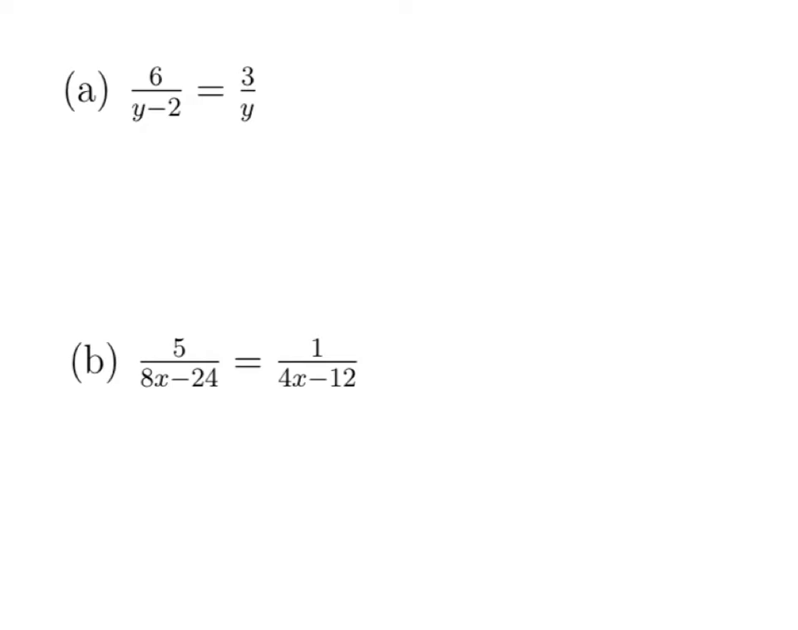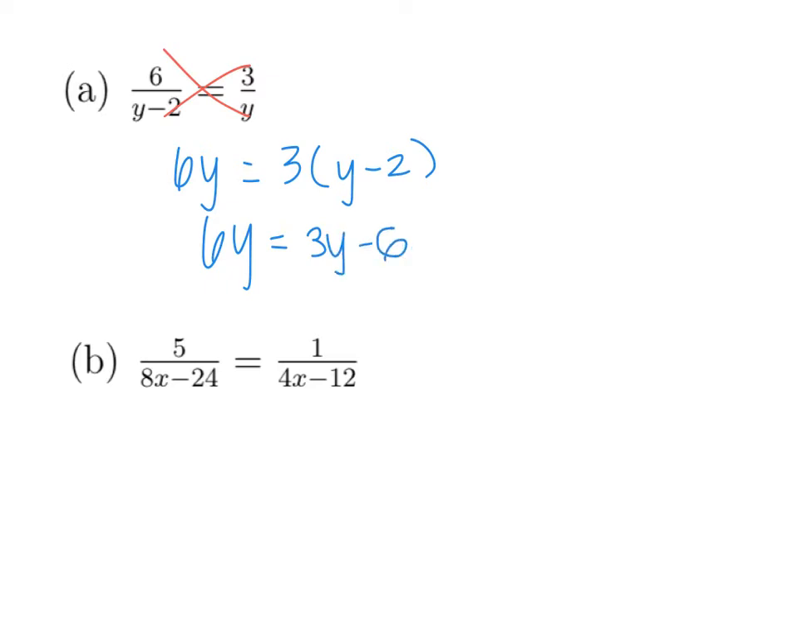Okay, looking at this first one, 6 over y minus 2 equals 3 over y. I already have one fraction on each side. I'm just going to cross multiply and then solve from there. So crossing these, I'm left with 6y is equal to 3 times y minus 2. I'll multiply this out and then isolate y. So we have 6y is equal to 3y minus 6, distributing that. Moving the y to one side, I'm going to have minus 3y, minus 3y. This is canceled. I'm left with 3y is equal to negative 6.